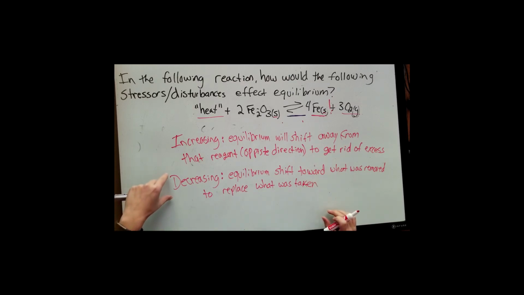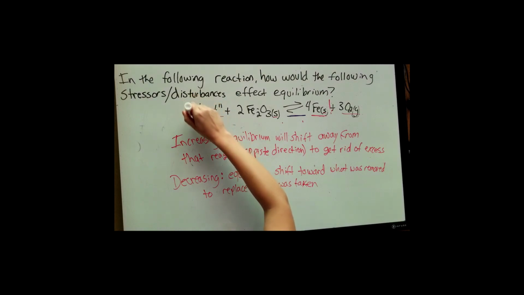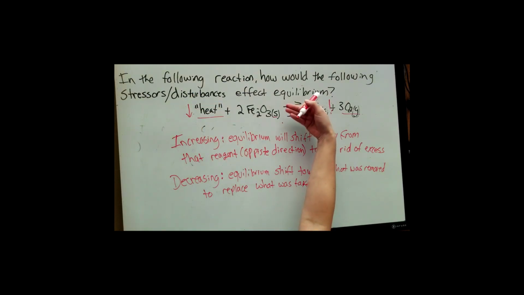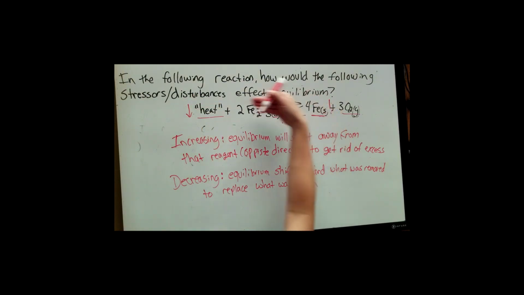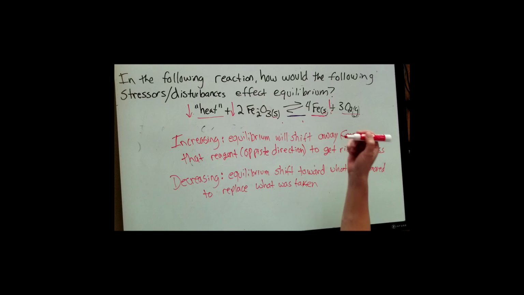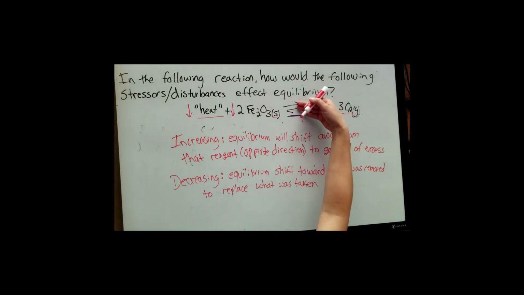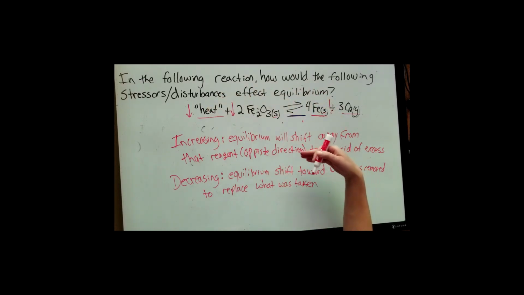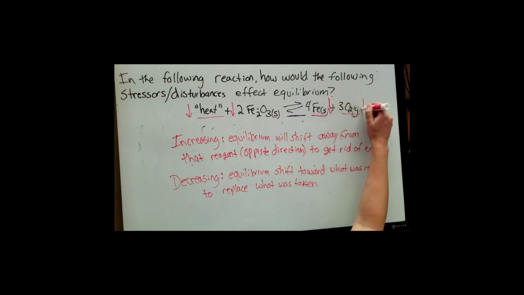Okay, so decreasing. That means if I lowered the temperature, equilibrium is going to shift towards the reactants to replace the temperature that I took. If I decrease one of the reactants, it is going to shift toward the reactants to make up for what I took. But if I go over here and if I decrease either one of the products, it's going to shift towards the products to make up for what I took.